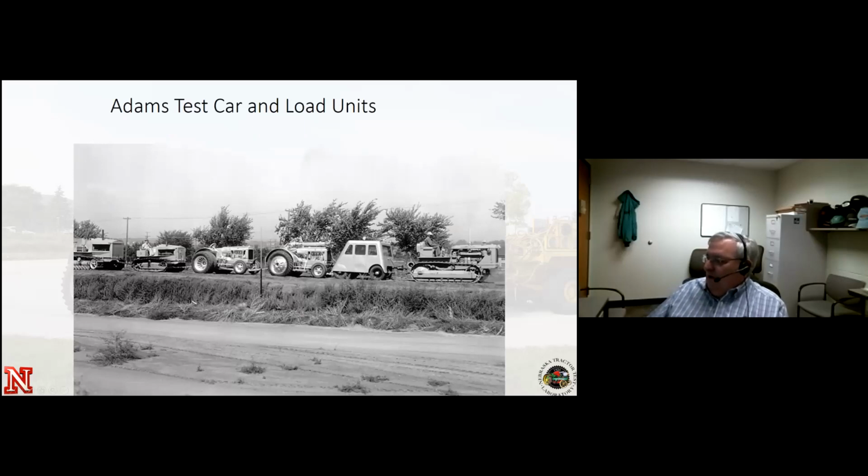And so this is what it might have looked like, sometime prior to 1956 or so. I'm sorry, 1960 or so. Actually, pre-56. The tractor under test is this crawler. Then the load car. Then the rest of this are just load units that are applying enough force to give that tractor under test enough load to test.